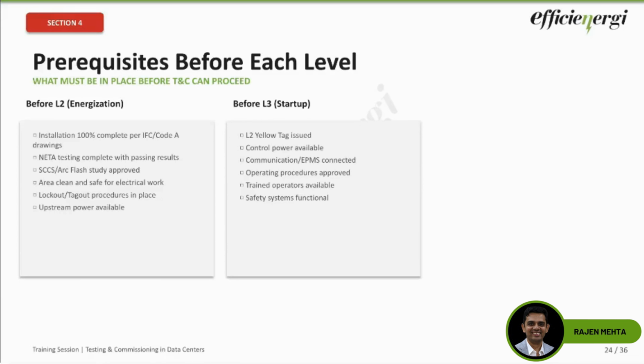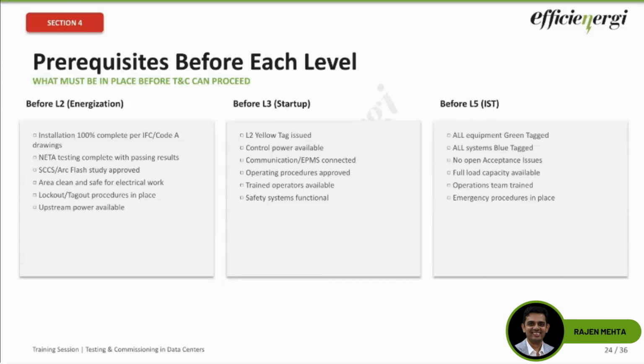Before L3, yellow tag obviously should be done. Formal sign-off should happen that L2 is complete. EPMS should be connected. That is also another necessity, right? And monitoring must be in place. So all the monitoring should be in place. Alarms must be visible before you go to L3.